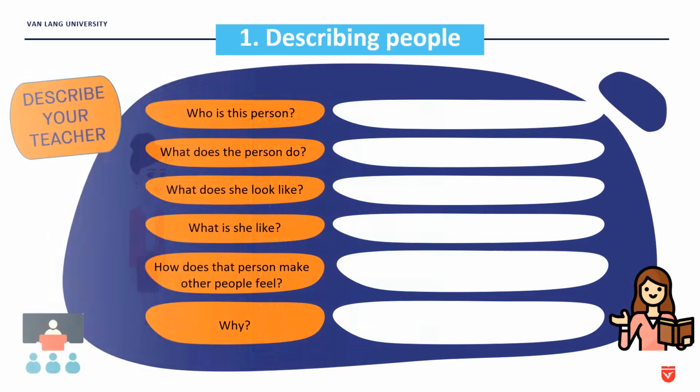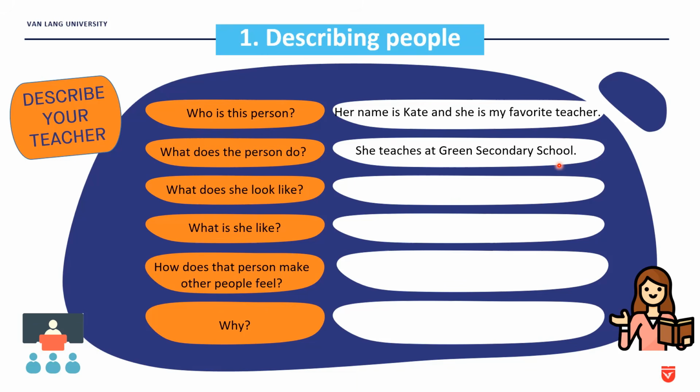Let's see how I use the questions to describe my teacher. Who is this person? Her name is Kate, and she is my favorite teacher. What does the person do? She teaches at Green Secondary School. What does she look like? She is pretty with fair skin and long hair. What is she like? She is humorous and outgoing.